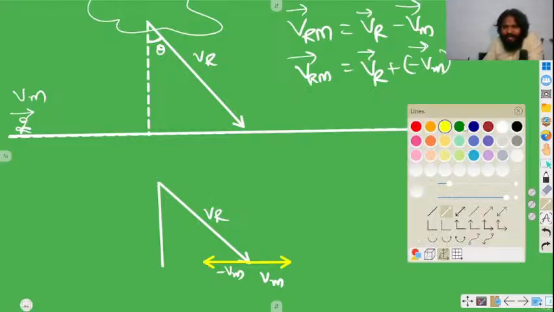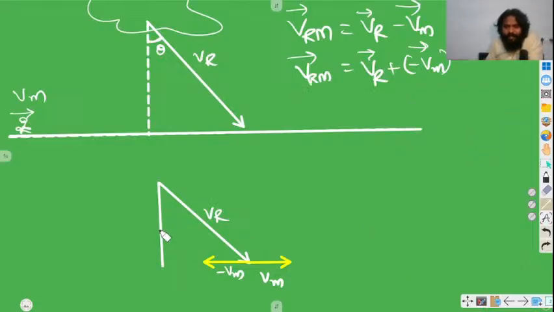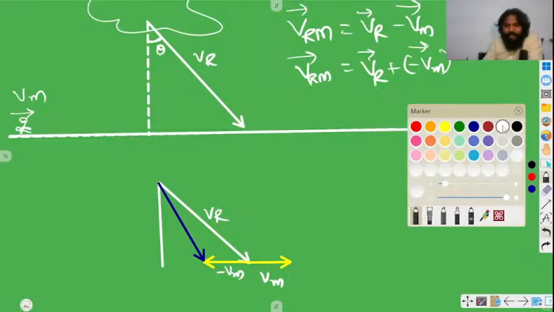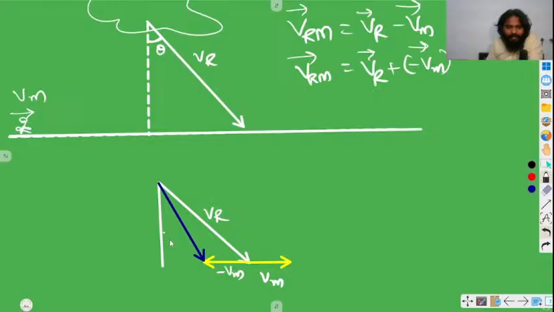Because to have clarity, let me have blue color. Okay, so if you take tail to tail, head to head, this vector will give you nothing but the velocity of rain with respect to man. Now this is the angle alpha, which you have to hold the umbrella at in order to escape from the drenching, right?